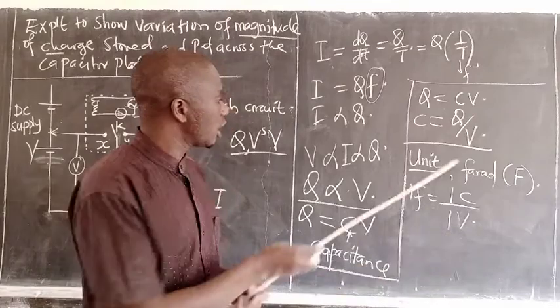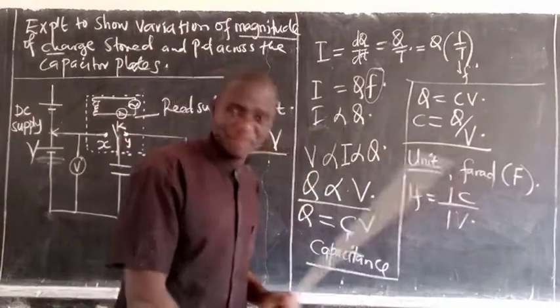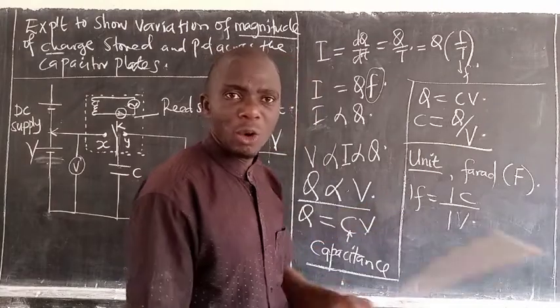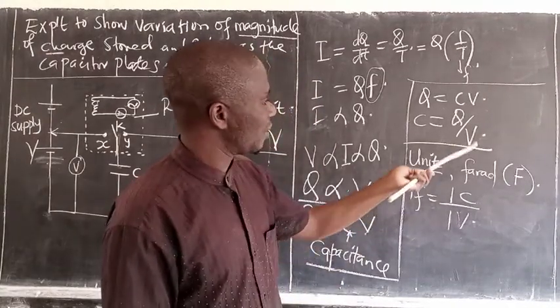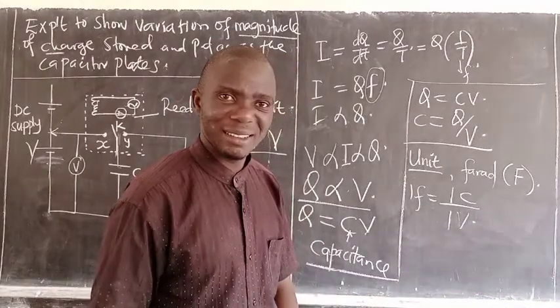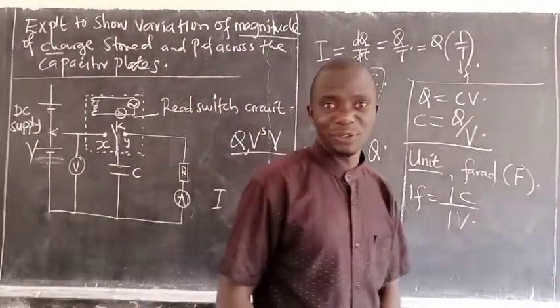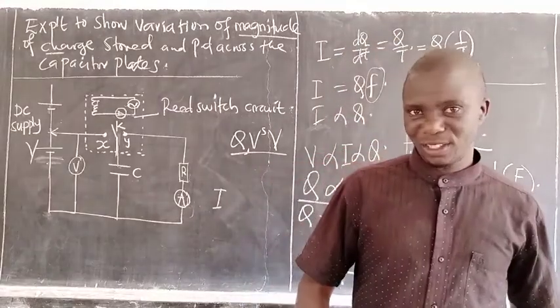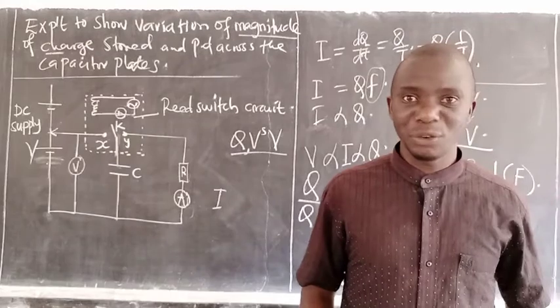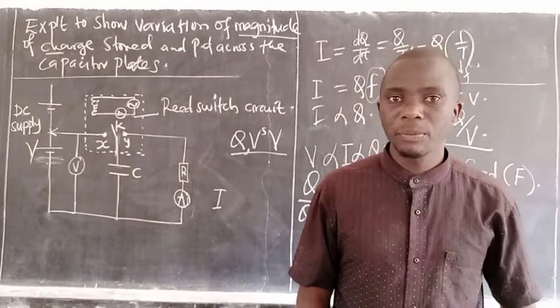It is the capacitance of that capacitor that stores a charge of 1 coulomb when a potential difference of 1 volt is across the plates of that capacitor. How beautiful is science, specifically physics. These things are so nice. They are so beautiful. You don't need to miss them, okay?